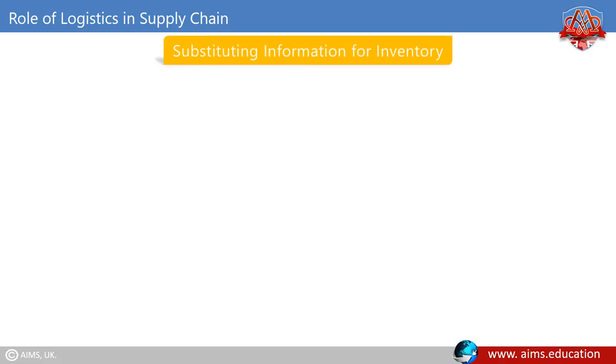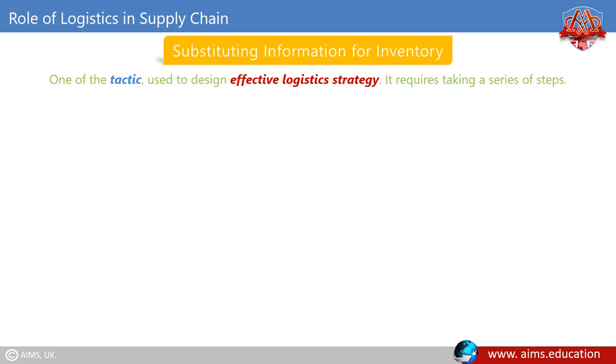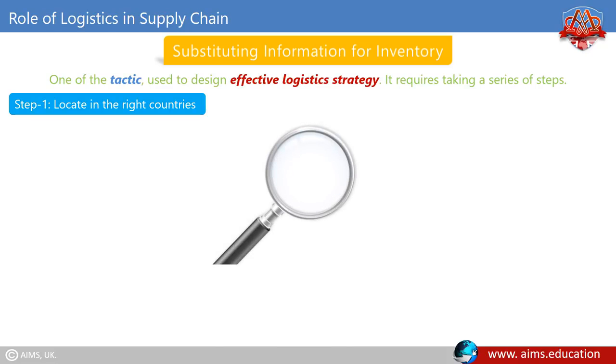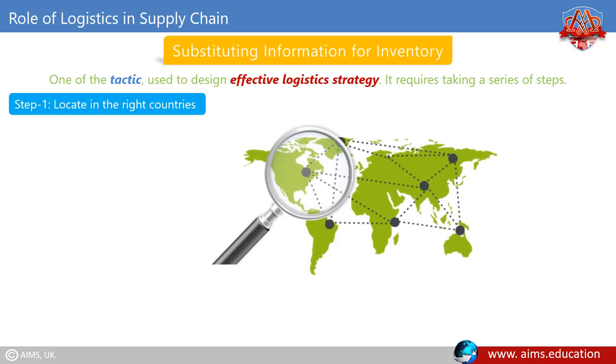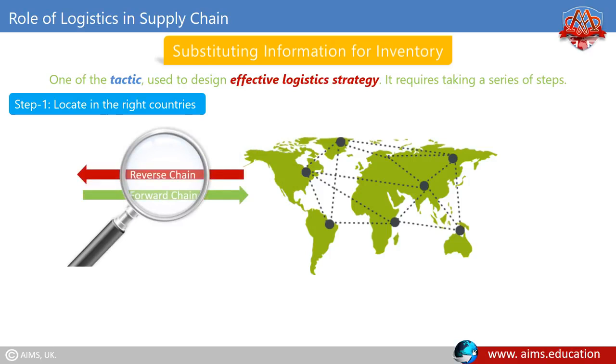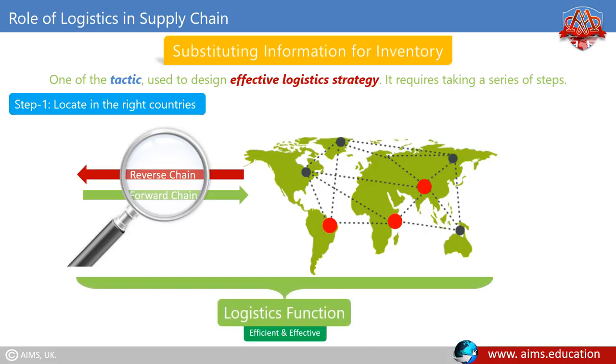Substituting information for inventory. It is one of the tactics used to design an effective logistics strategy. It requires taking a series of steps to construct the logistics network. Step 1. Locate in the right countries. First, identify all geographical locations and then analyze your forward and reverse chains to see if selecting different geographic locations could make the logistics function more efficient and effective.